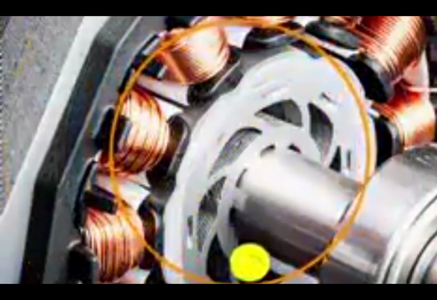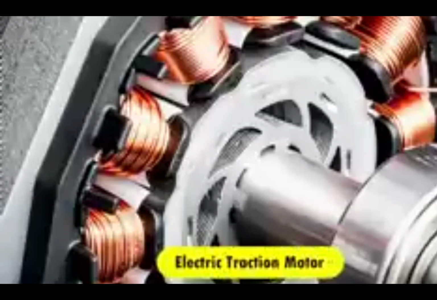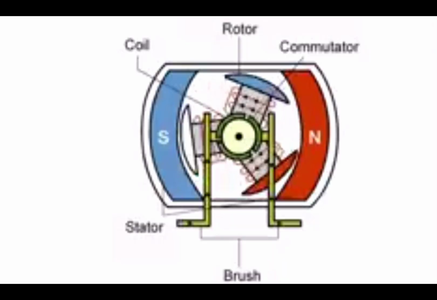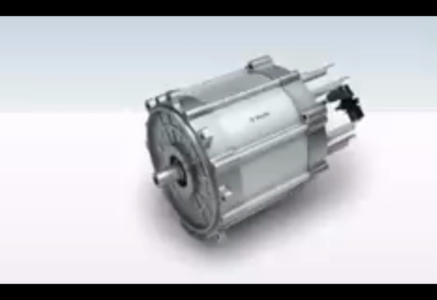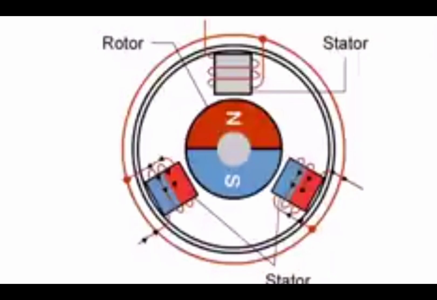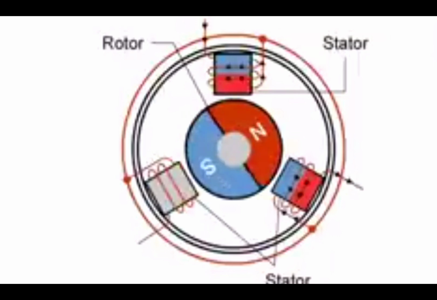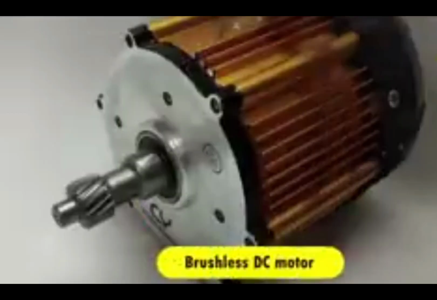Electric traction motor. The electric traction motors work by turning the transmission and wheels using the power from the traction battery pack. Some vehicles use motor generators that perform both the drive and the regeneration functions. In general, the type of electric motor used is the brushless DC motor.